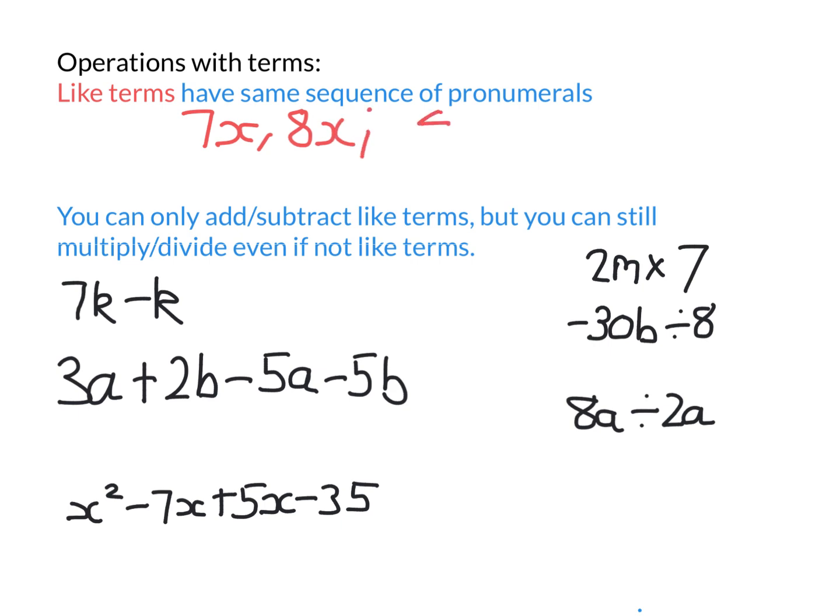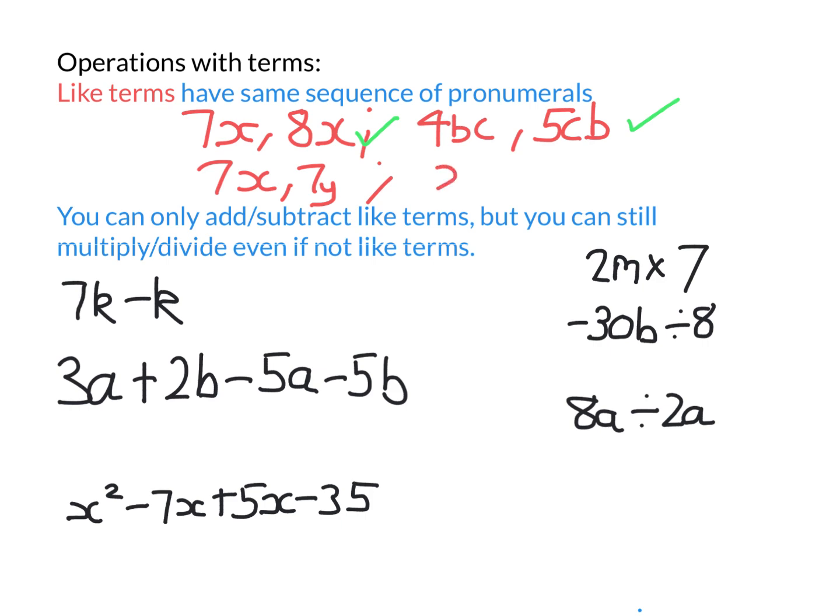Something like 4BC and 5CB, they are like terms. Even though the B and the C's are written in a different order, they both have one B and one C. So both of these pairs are pairs of like terms. Something like, say, 7x and 7y, they are not like terms because they have a different pronumeral.